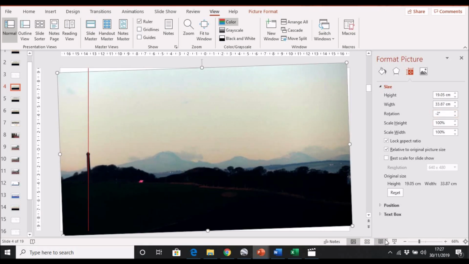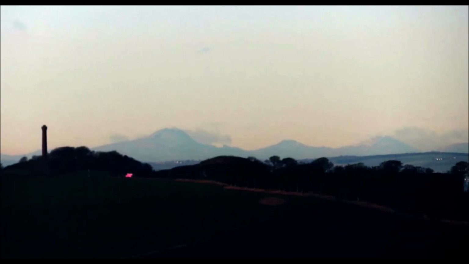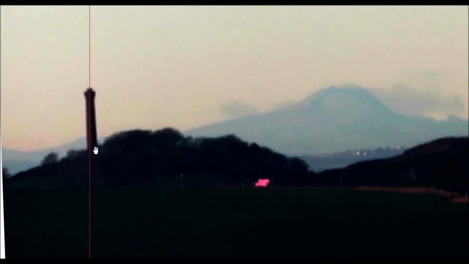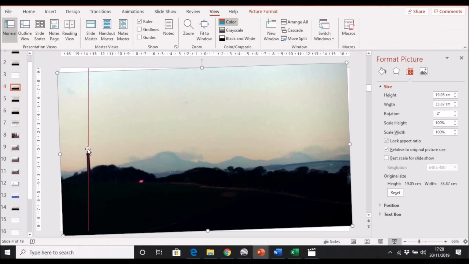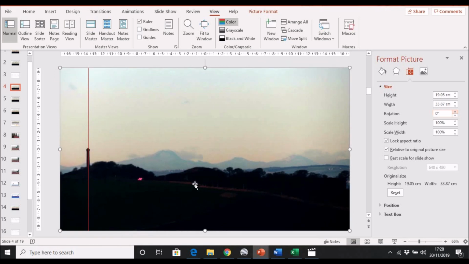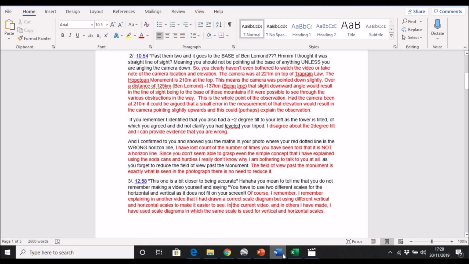This is what a 2-degree tilt would look like on the picture. You can see that the line now starts in the middle of the monument, but at the base it has gone way over to the left. However, there is no 2-degree tilt in the picture as it is presented on screen. So once again, Gleem is completely wrong.